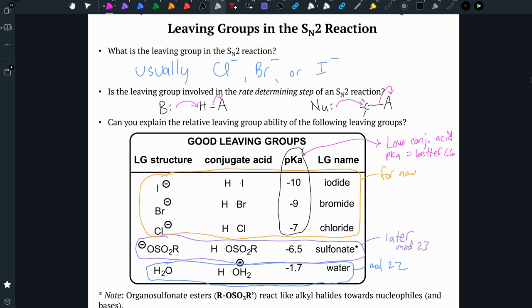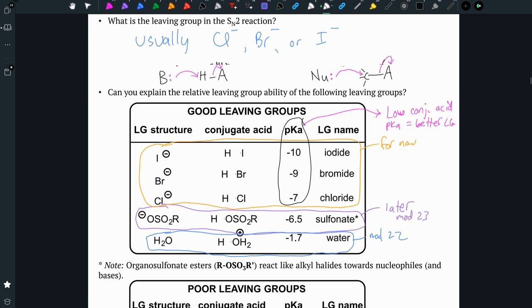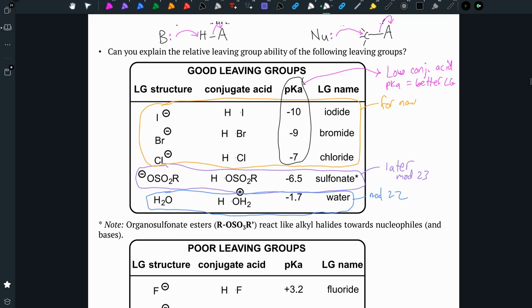I see I have this old question here: is the leaving group involved in the rate limiting step? I'm going to just eliminate that because I don't think it is all that helpful for our purposes. But the key is I want you to know that a good leaving group has a low pKa.